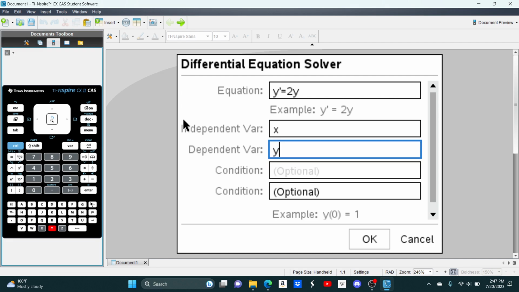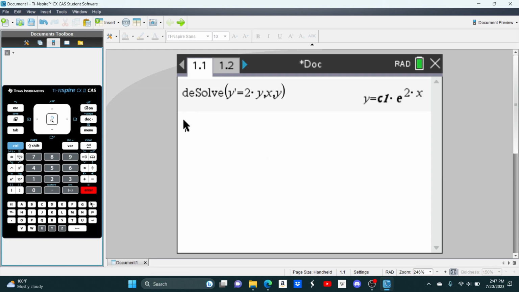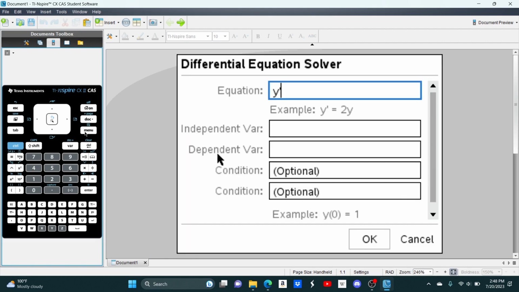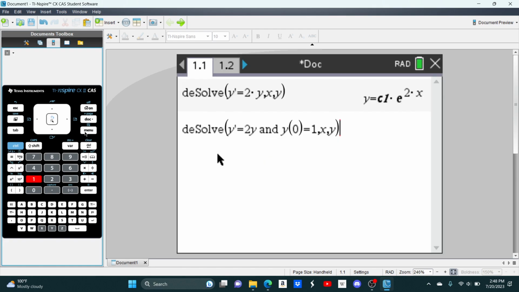If you don't put a condition, actually, I'll show you what happens whenever you don't put a condition. It does it in terms of this constant. So it basically says, no matter what this constant is, it's still going to be a solution. But if you don't have a condition, then it doesn't know what to do. But if I go back and add a condition, say y of 0 equals 1, right? Then it gives me an exact solution.